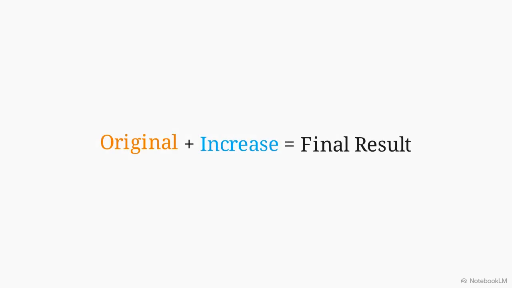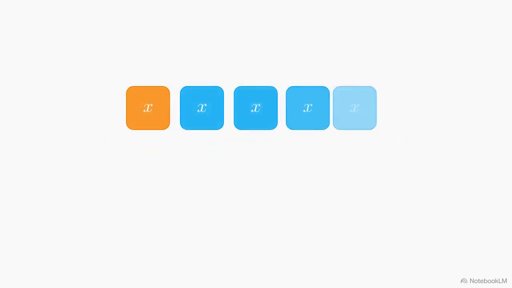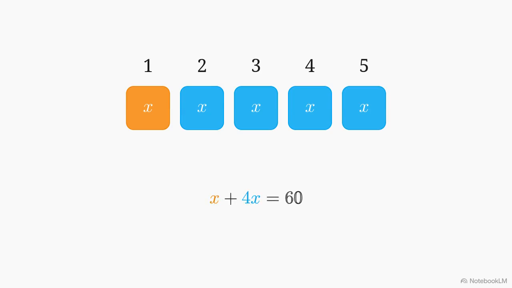Here is the correct logical flow. The original quantity plus the increase equals our final result. Our character starts with that one original block, our x. An increase of 400% adds 4 more identical blocks to the one we already have. When we count them all up, we have a total of 5 equal blocks. In algebra, that looks like this. x plus 4x equals 60. Because we combined the original baseline with the new increase, we are actually solving for 5x.